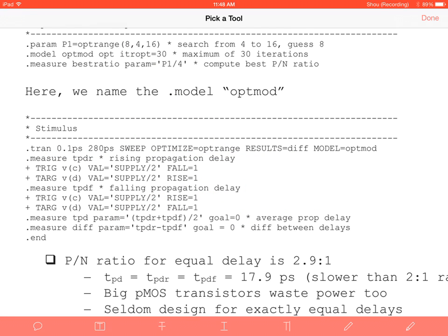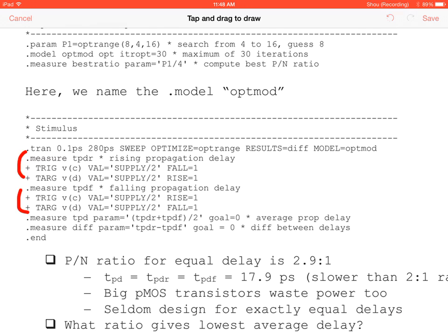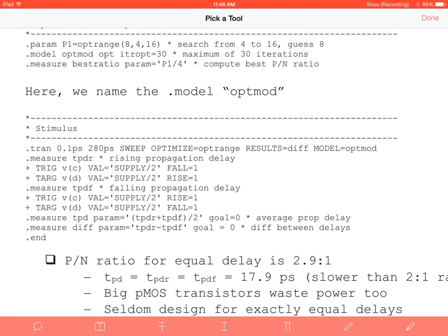So here, just like before, we've done our triggers for TPDR and TPDF. Here our goal would just be, we want them to be the same. And so we optimize the values based on the number of iterations we do.